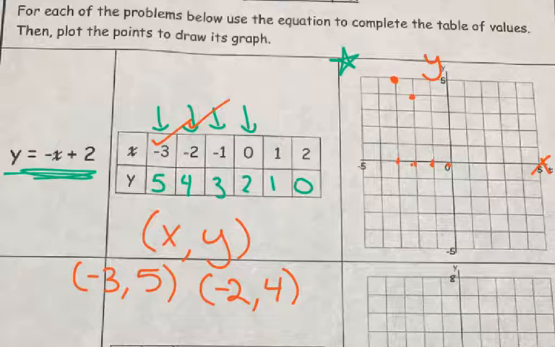Negative 1, 3 goes right here. 0 for an x value means that you are not going to the left or to the right on your x-axis. You're just staying right there. With a y-coordinate of positive 2 means you stay at x equals 0 and you go up 2 on the y-axis. Then x is 1 and y is 1, and x is 2 and y is 0. I'm going to plot our point right there. This right here, connecting your dots, is the line you can graph from your first problem.